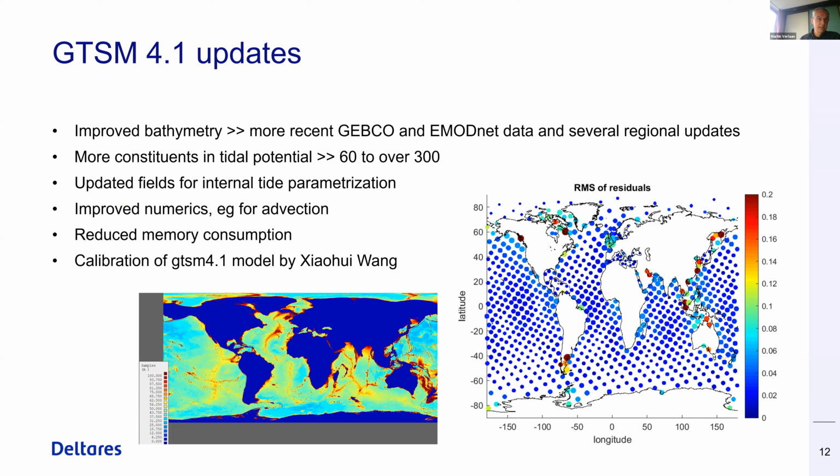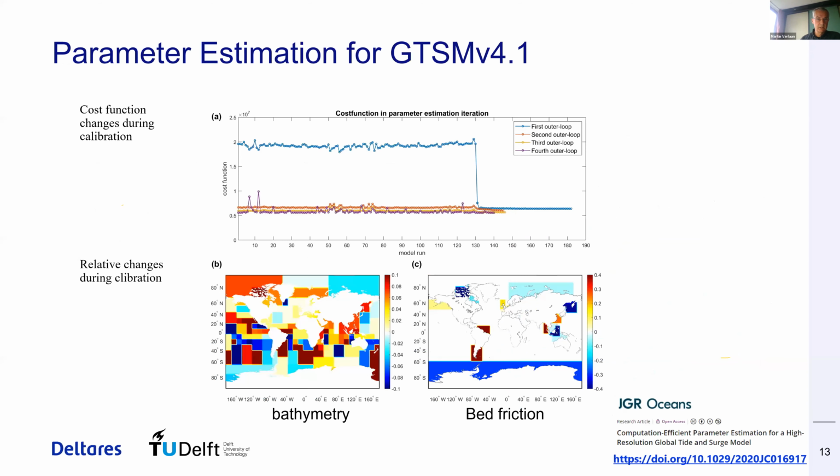What we recently did is we added a lot more tidal constituents to the tidal potential, so made the forcing for the tides more accurate. We updated the fields for the internal tide parameterization, improved numerics, reduced memory consumption, and we spent a lot of effort on calibration of the model. And I have 2 more slides about this calibration.